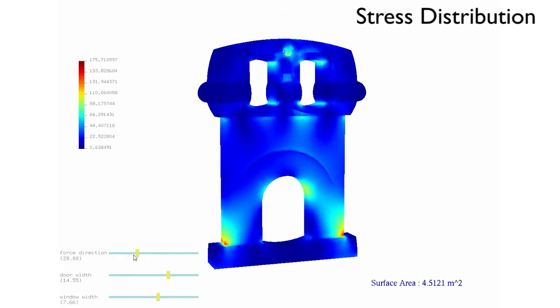In this example, we vary not only the shape, but also the direction of the force, which changes as the child swings.